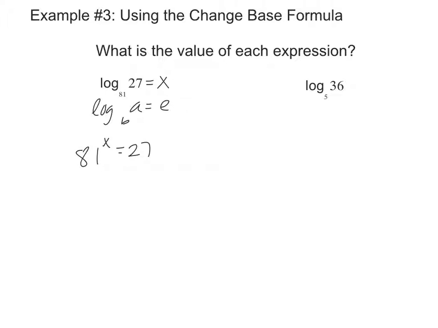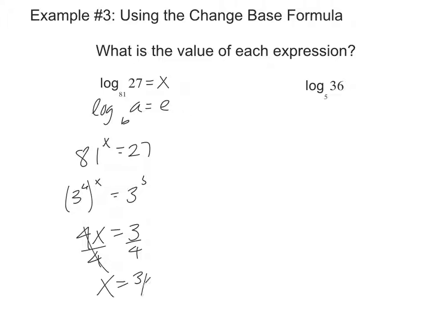You would notice that they have a common base of 3. Remember, 81 is 3 to the 4th, and 27 is 3 to the 3rd. So this is really 4x equal to 3, divide by 4. So x equals 3/4 or 0.75. That's one way of doing this problem.